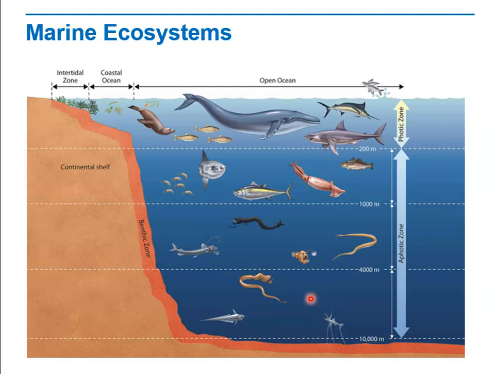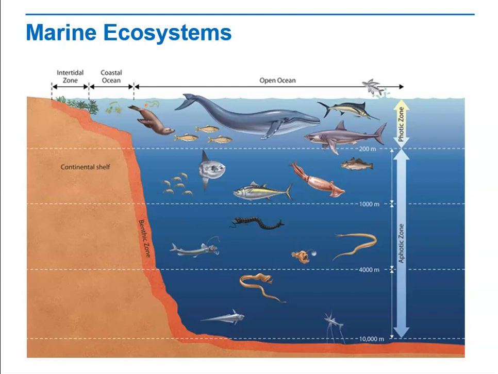Within these zones live a number of different communities. Let's look at some of the different organisms in the photic zone and aphotic zone. Keep in mind that these images are not to scale. The sizes of these organisms are way off of what they ought to be.